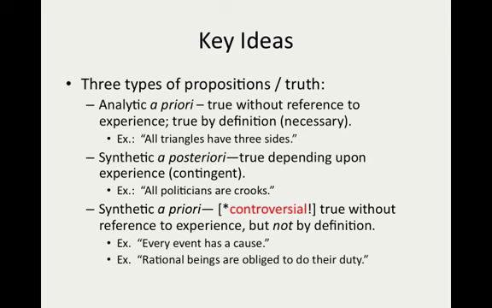And he gives a couple of examples. Every event has a cause. The meaning of event is not the same as the meaning of cause. The cause is not contained in the meaning of event. Yet Kant would say, that statement's true, and you don't have to check. It doesn't depend on your experience. And more importantly for us is the second example. Rational beings are obliged to do their duty. Being obliged to do their duty is not contained in the definition of what it means to be a rational being, capable of conscious intellection. That's what rational being is. It's not contained in that definition, but Kant says, nevertheless, it's necessarily true.